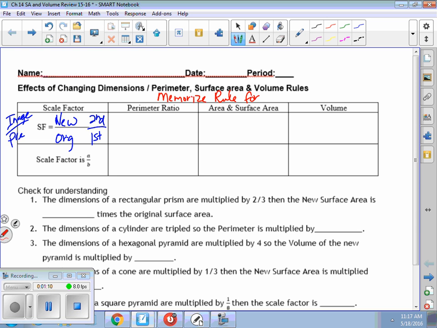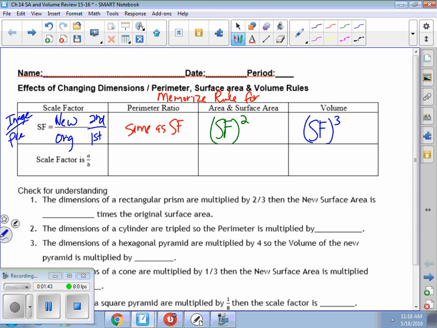The rule for perimeter, when we're dealing with scale factor: the perimeter ratio stays the same. It's the same as the scale factor, and I'll put SF for scale factor. For area, you take whatever the scale factor is and you square it. For area and surface area, it's the same thing, same rule. For volume, you take whatever the scale factor is and you cube it.